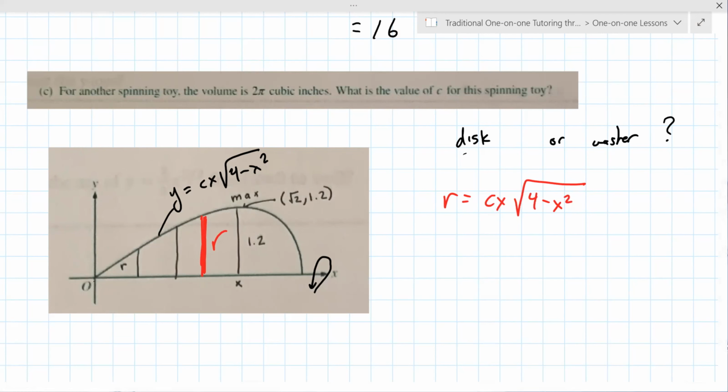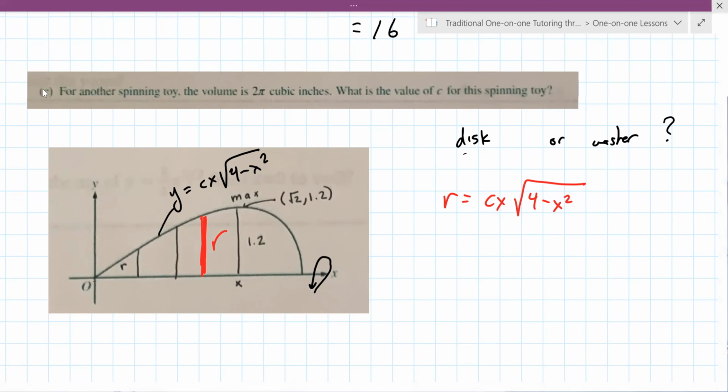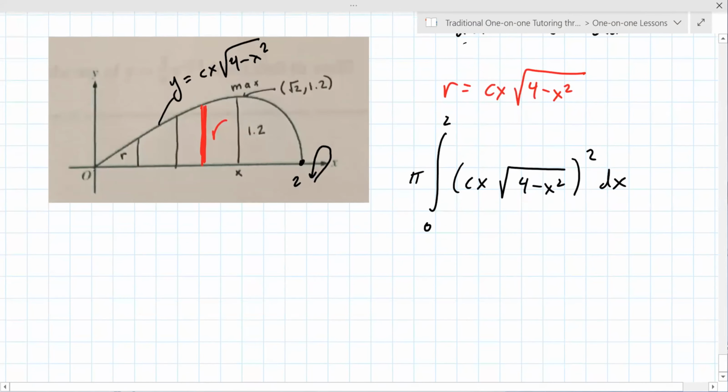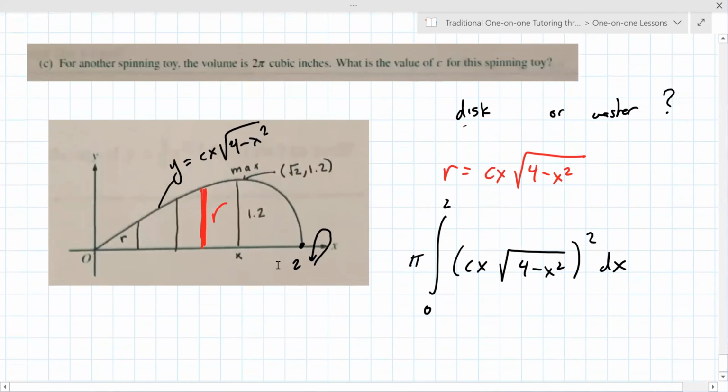So for a disk problem, you're integrating from 0 to 2. This is always 2, we talked about it in the last problem. Pi, and then it's R squared. So it's CX square root 4 minus X squared, all squared dx. Before I go any further, is the setup okay? Is it understandable?